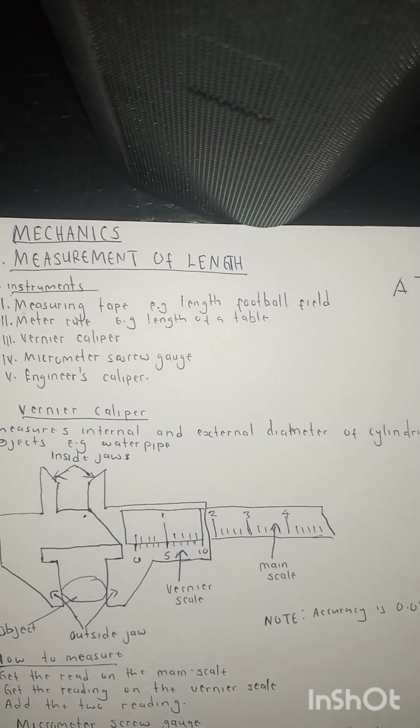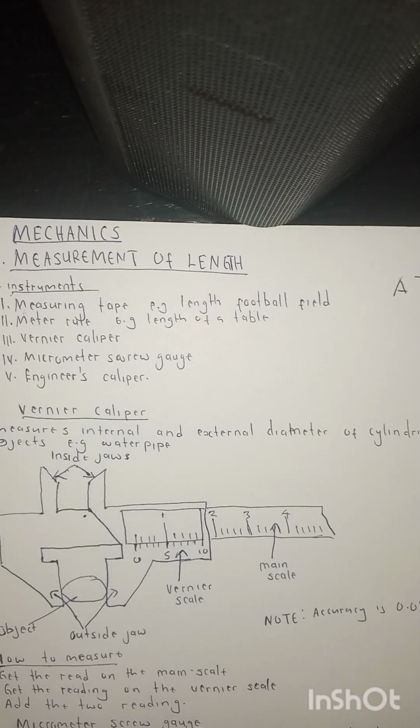Then the fifth instrument we'll be talking about today is the micrometer screw gauge, which also measures very small amounts of distance. Then last but not the least is the engineer's caliper. Now the engineer's caliper, we rarely talk about it, or it's rarely examined in your exams because it is not a very important instrument, but we'll talk about how and why it's not very important.